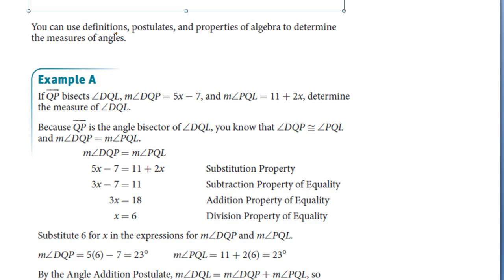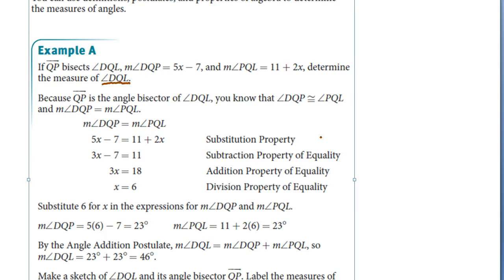You can use definitions, postulates, and properties of algebra to determine measures of angles. Here's example A. If ray QP bisects angle DQL and the measure of angle DQP is this algebra expression, and the measure of angle PQL is this algebra expression, determine the measure of angle DQL.